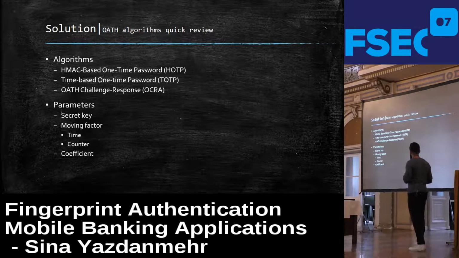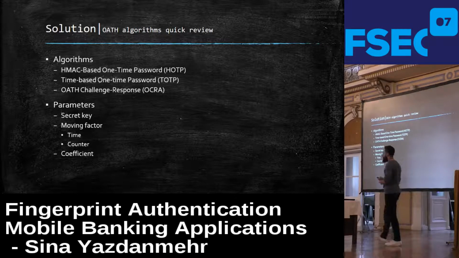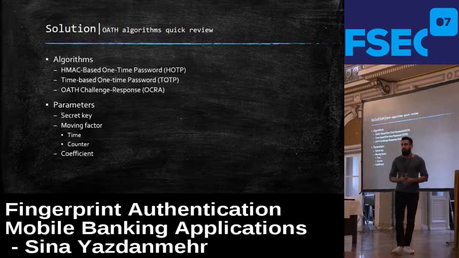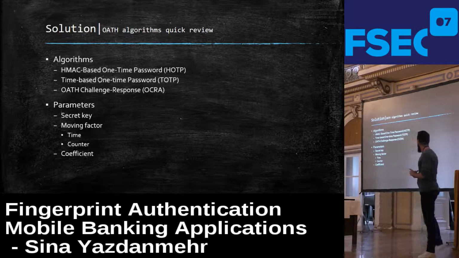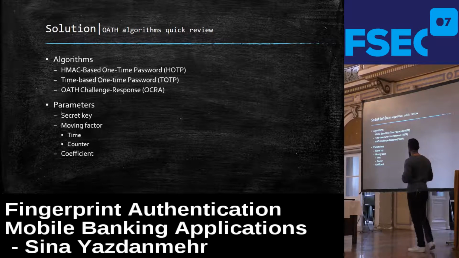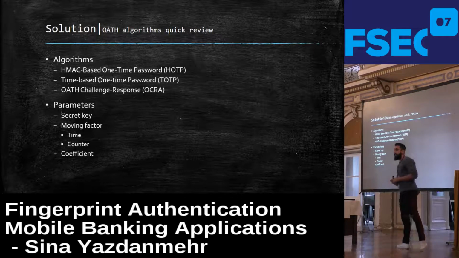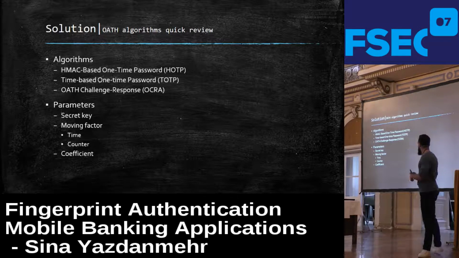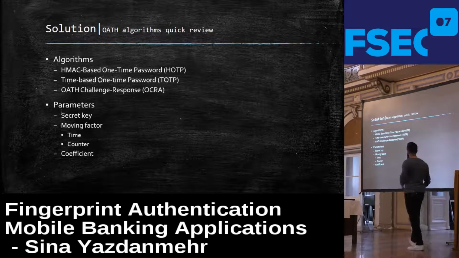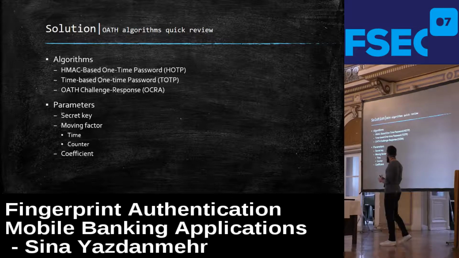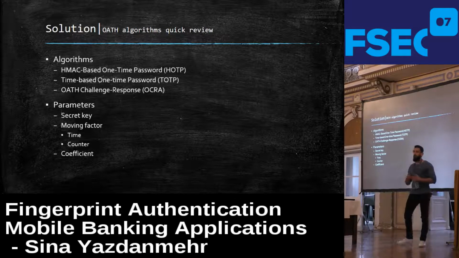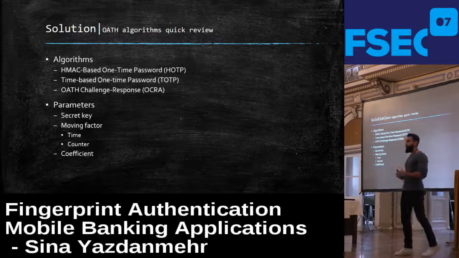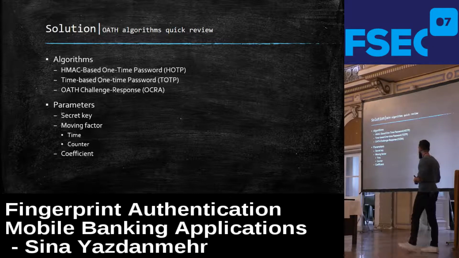All these algorithms need three main parameters. First is the secret key, which we are talking about. The second is the moving factor, and the moving factor causes the OTP to be unique each time, in each generation. It might be the time, current epoch time, or a counter. A counter is a number which is increased each time after generating an OTP.